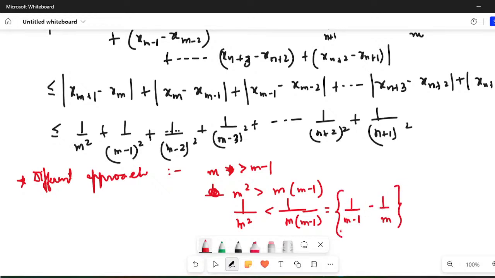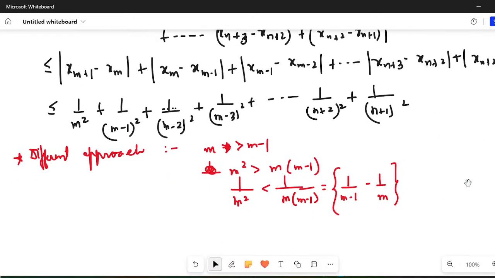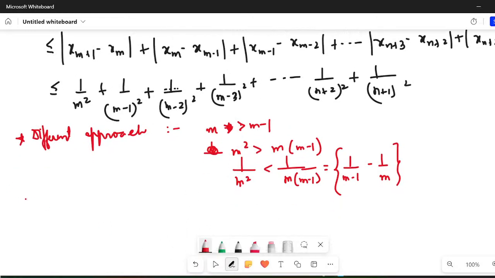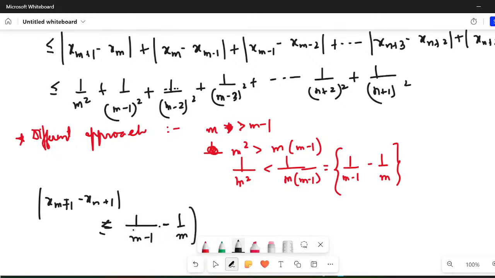Okay. So most often these kind of mistakes may arise. I'm not defending myself, but I have made a mistake, so I'm just trying to bring an errata for you. And once you complete this, then we are going to do a little bit more of the questions today. Okay. So what I'm left up with is x(m plus 1) minus x(n plus 1), which is less than or equal to 1 upon m minus 1 minus 1 upon m, right?